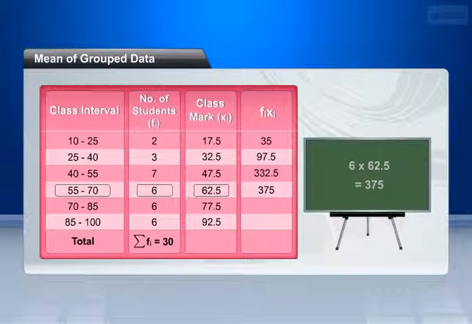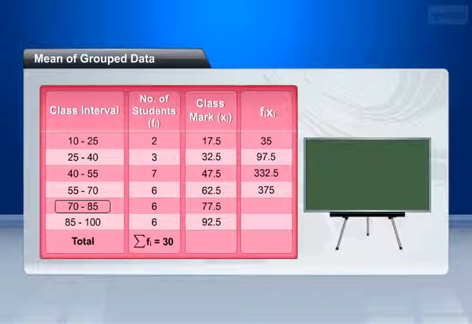Consider next class interval 70 to 85. For interval 70 to 85, the frequency fi equals 6 and the class mark xi equals 77.5. Then fi xi equals 6 into 77.5. This is equal to 465.